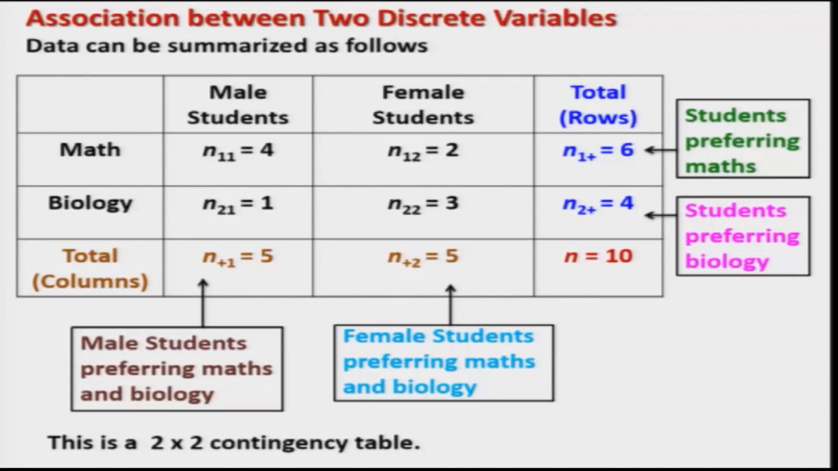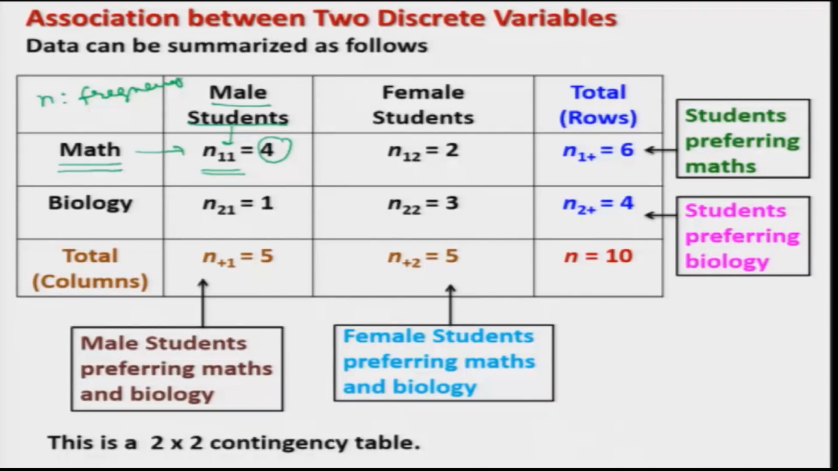So you can see here the number of male students who are choosing maths is 4, and this number we are denoting by N11. N is indicating the frequency. And what is the meaning of 11? 1 is corresponding to first row and first column.